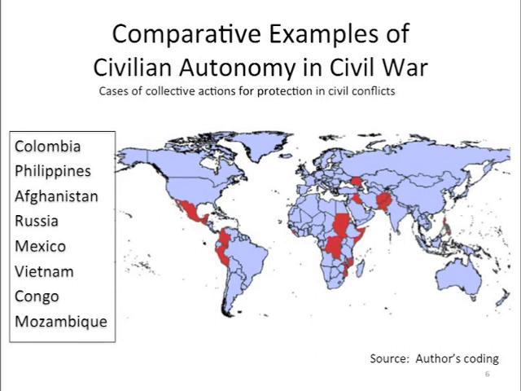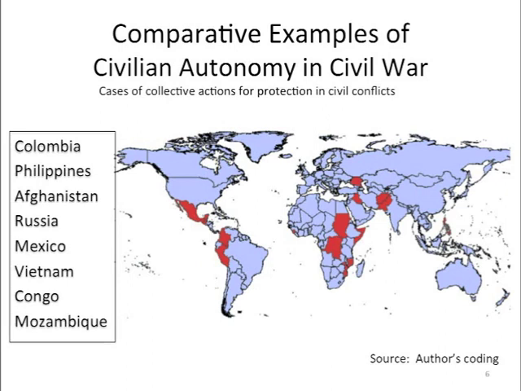So in this slide, I have a map that I've created where I've done my best to document cases of collective actions for protection in civil conflicts around the world. And you can see that this is a broad coding of cases. Here they're showing about 13 cases, or about a quarter of countries that had civil conflicts since 1980, so it's actually quite broad. This doesn't necessarily mean that every community in each country is acting up, but they're at least examples of communities taking actions on their own behalf to protect themselves against belligerents.